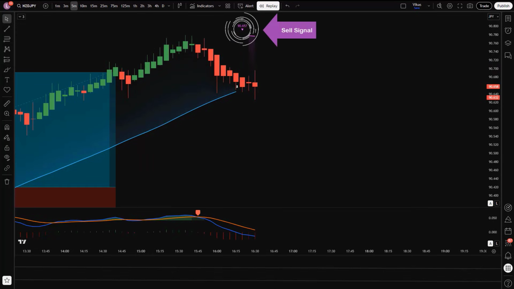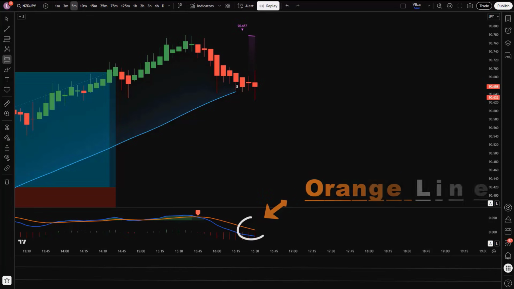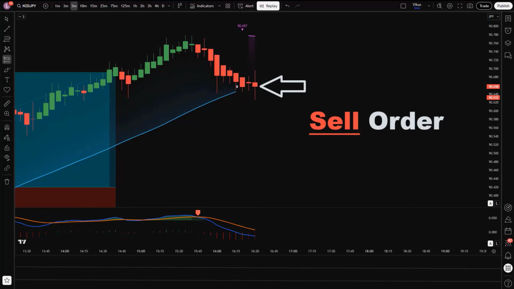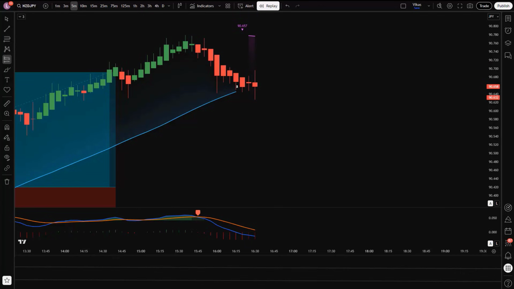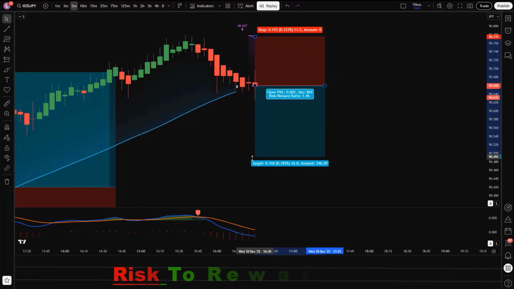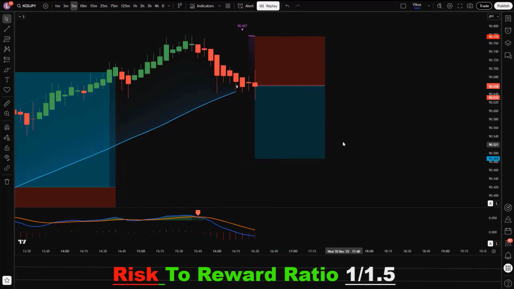When the Parabolic SAR indicator gives us a sell signal, the orange line of MACD Fake Filter RH should be above the blue line, and the market forms a bearish candle. If this condition is fulfilled, then we will place a sell order. Our stop loss should be at the purple line. And the risk to reward ratio will be 1:1.5.